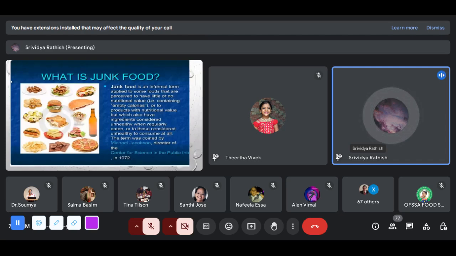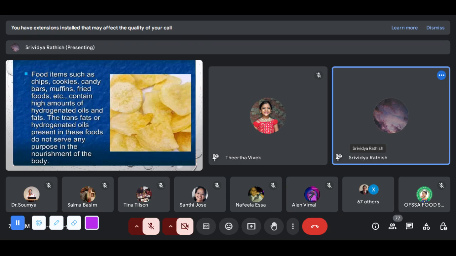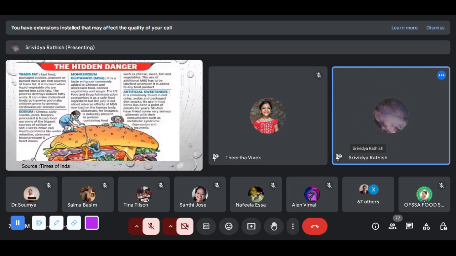These are some examples of junk foods. These are all the number one choices nowadays in all the food apps. The dangers in these fast foods are because of trans fats. What is a trans fat? Trans fat is a fat which is not normally seen in nature. It is formed only when vegetable oils are hydrogenated into solid fats, mostly at high temperatures.